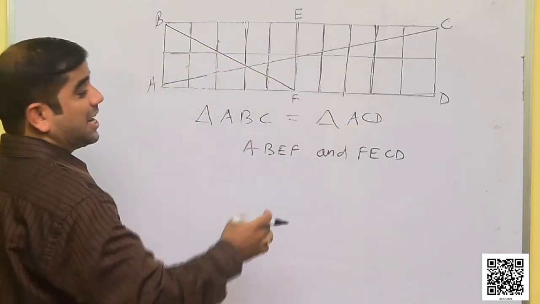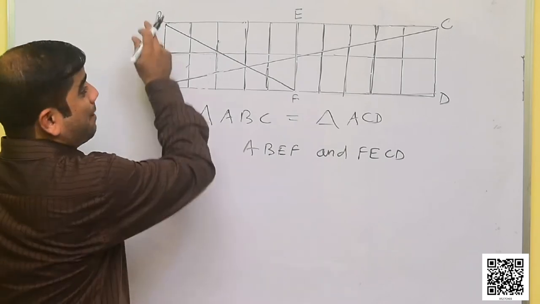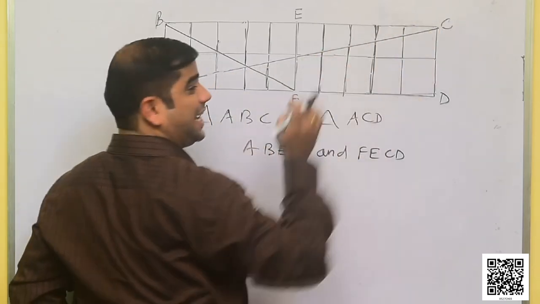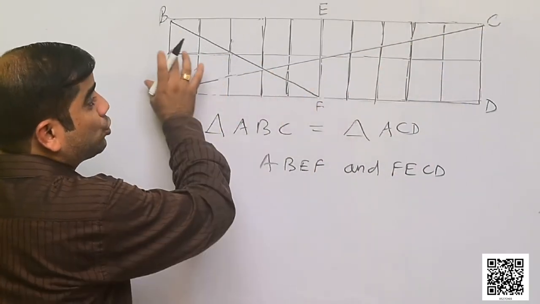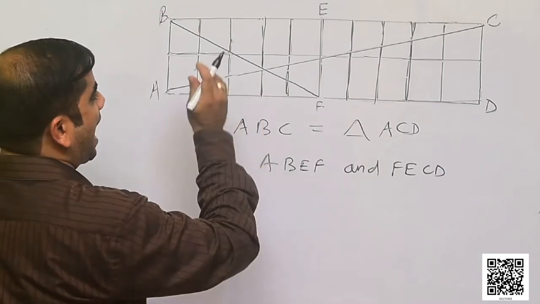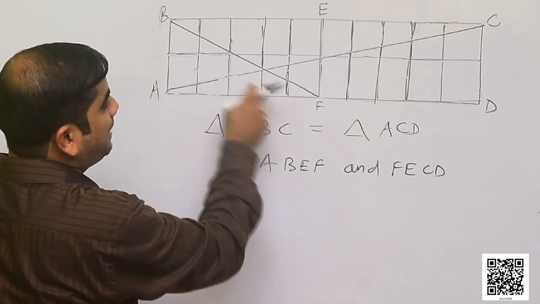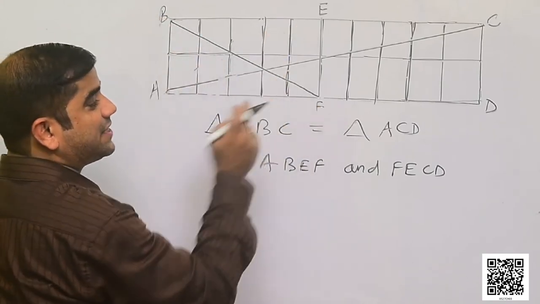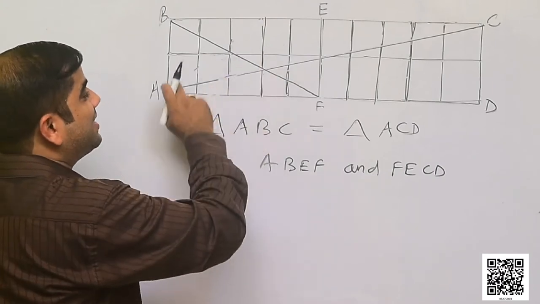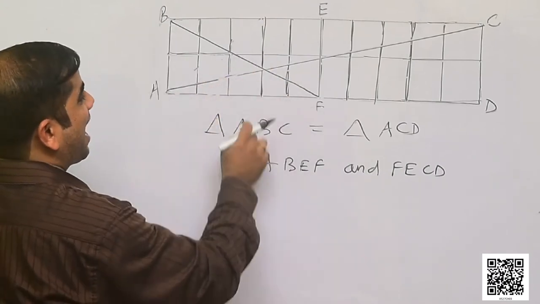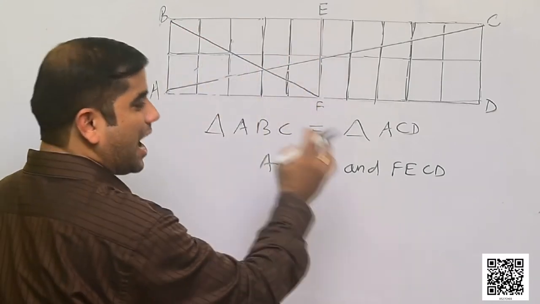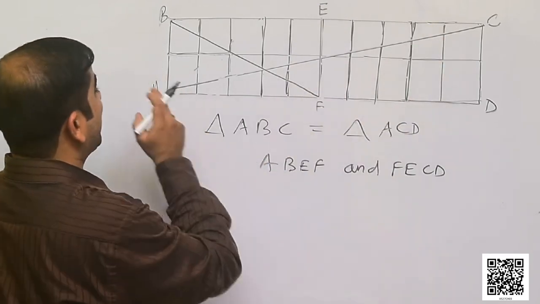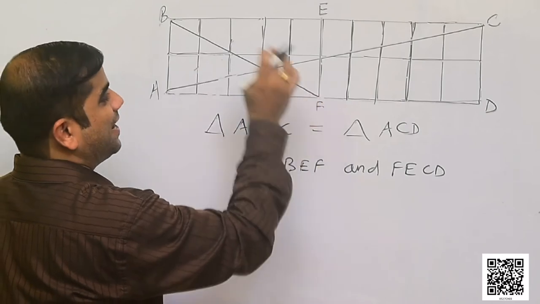so now as we have done it previously, ABCD was the rectangle and I joined the line AC to divide the rectangle into two equal parts. Same way, I have joined the opposite corners B and F, so that rectangle ABEF is now divided into two equal triangles ABF and BFE. So we have a rectangle FECD and two equal triangles ABF and BFE.